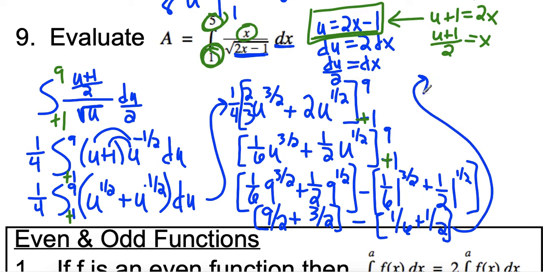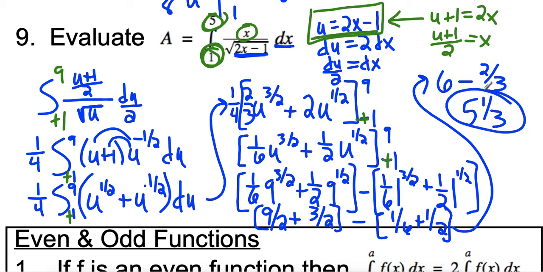Really squeezing this in here. So 9/2 plus 3/2 is going to be 12/2, which is otherwise known as 6. Minus 1/6 plus 1/2 is going to be 2/3. Is that right? Yeah, 2/3. So our final answer is 5 1/3. Yeah, I think that's right. So there it is. Okay.